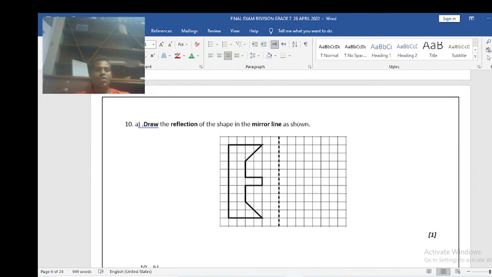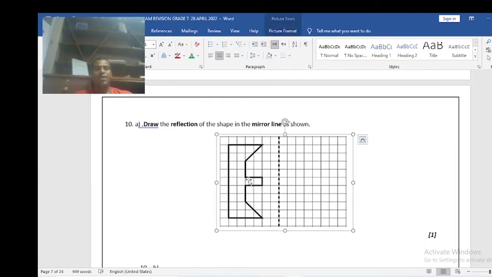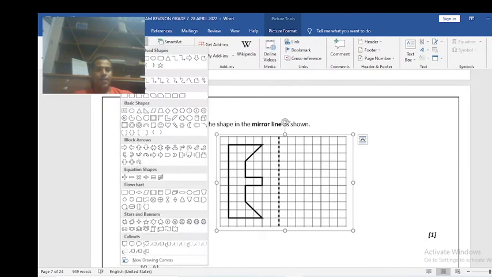For the next question, number 10, we have: draw the reflection of the shape in the mirror line. To do this one, I will rotate this one. I will make another copy, or I will use this one.